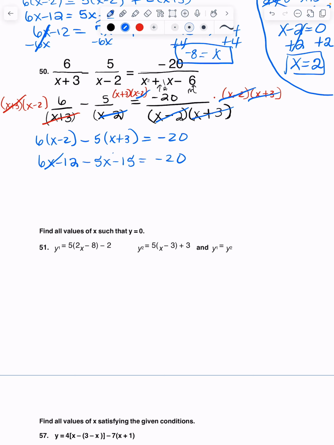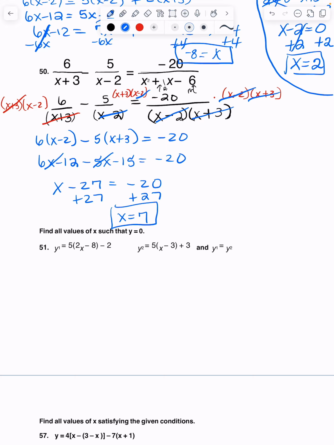So 6x and a negative 5x is x. Negative 12 plus negative 15 is negative 27. I'm going to add 27 to both sides. And I get x equals 7.